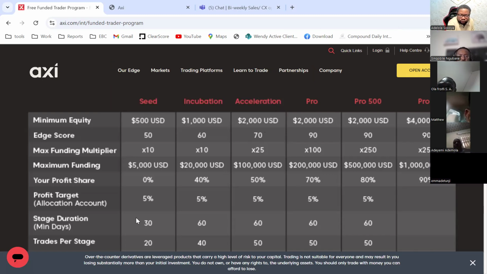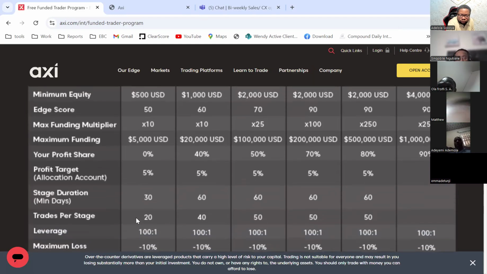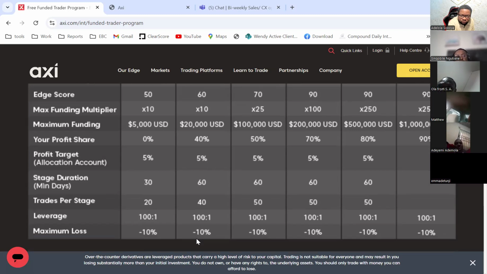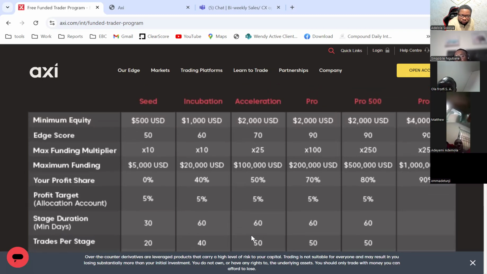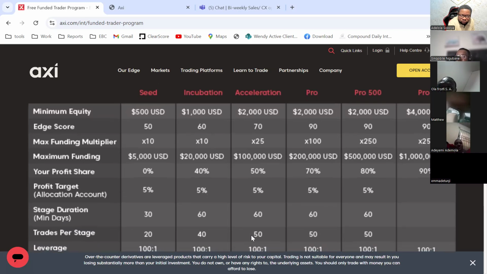And then acceleration, 2,000, edge score is 70%. Max multiplier is 25, so it increases here. Maximum funding, we fund with $100,000. Profit split is 50-50. Profit target is still 5% for all the stages. Stage duration is 60 days. Trades per stage is 50. And then maximum loss is still 10%.